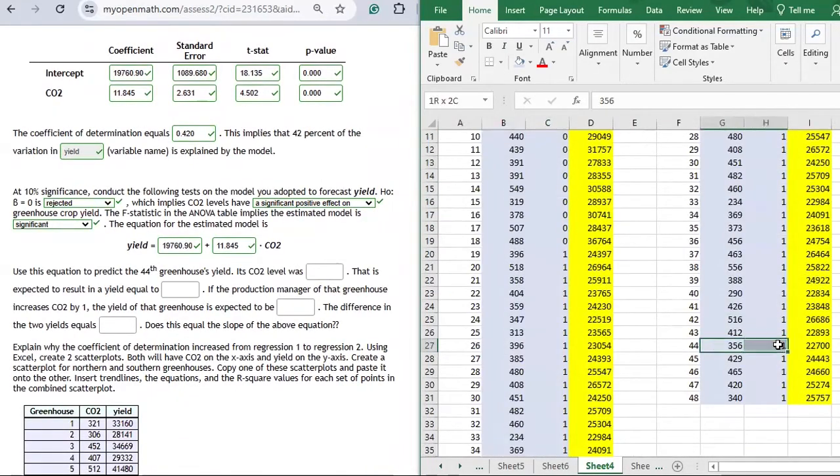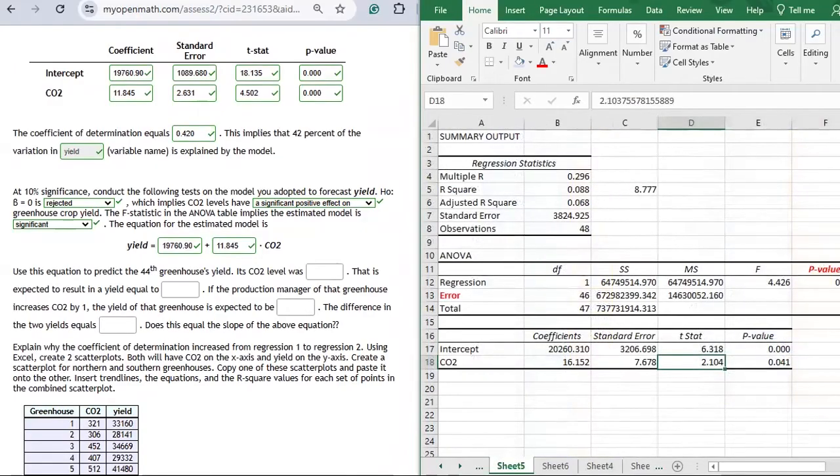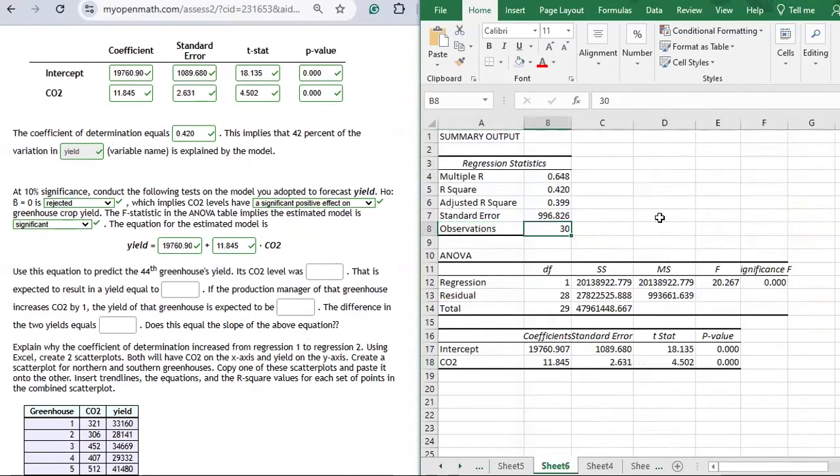Here's the 44th greenhouse. I'm going to paste it on the same sheet as my regression of the 30 northern greenhouses. I'm going to paste as values. I'll pull it down. This is the greenhouse. This is the CO2 level. This is that dummy variable. I can go ahead and delete that. This is the observed yield. I'll call it OBS yield. Then I'm going to do the predicted yield.